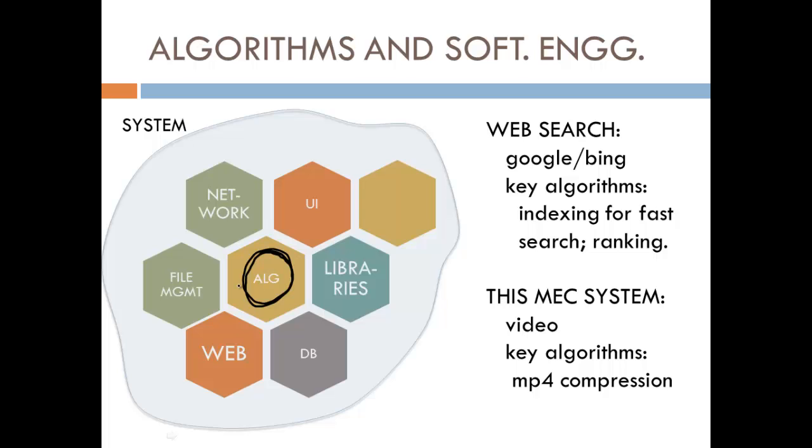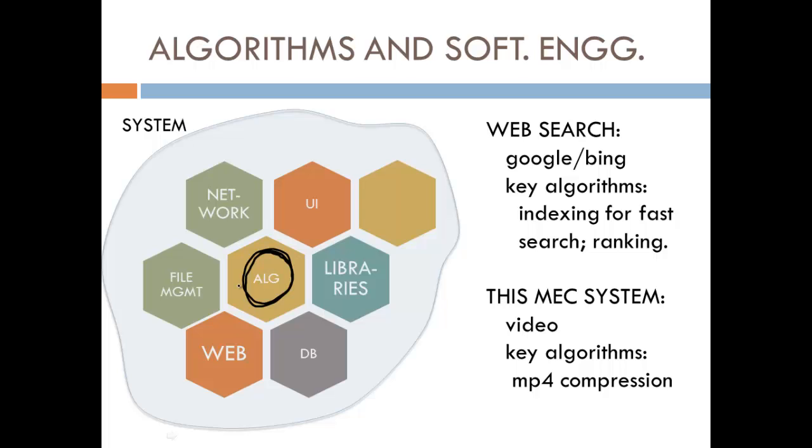Okay, and let me give you two examples. Suppose you take web search. If you go to Google or Bing and you do a web search, the whole software system that's there is pretty complex. But if you look deep inside, there's a key algorithm which indexes all the web pages on the internet. It indexes in a certain way so that when you search for a keyword, it can search very fast, and also a ranking system which can rank which are the best results very fast, and that's the core algorithm in a web search routine.